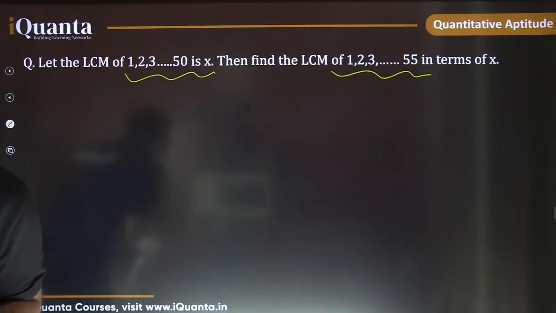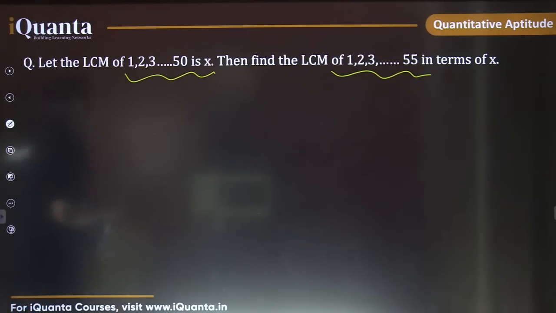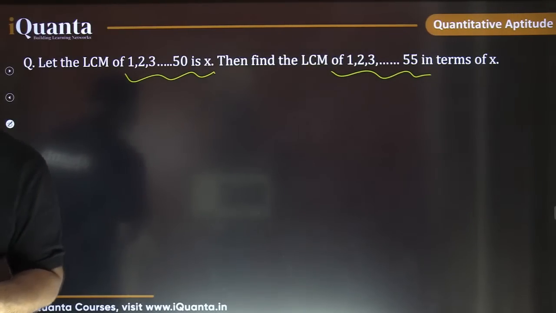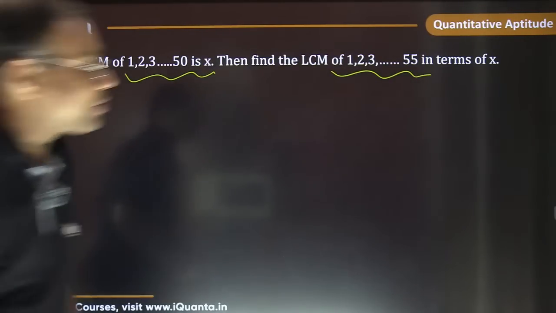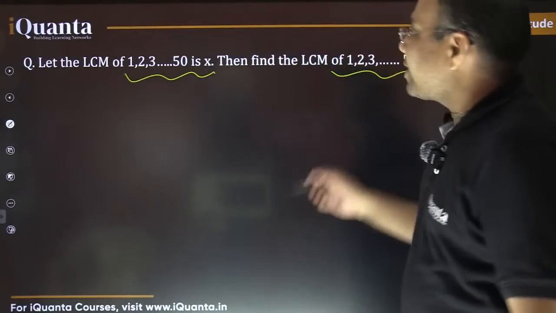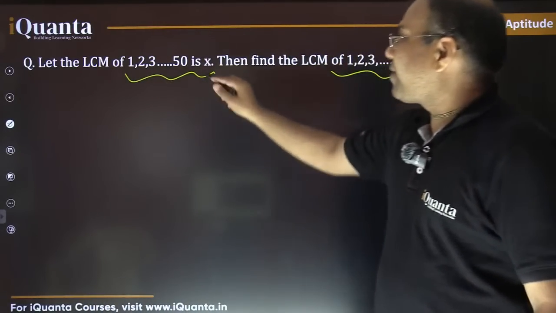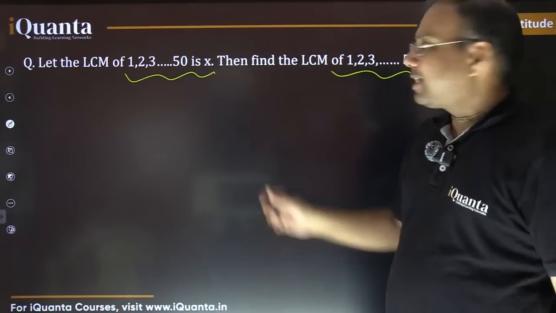Okay, Charudata says 53x. Good. Any other views? Kuldeep Kumar also says 53x. Yes, excellent. 53x is the correct answer. And why is it so? Because up to 50, x is the LCM that is given.